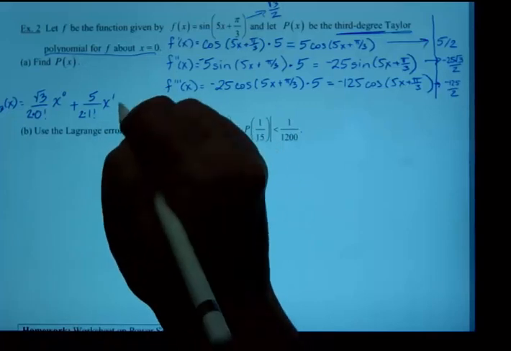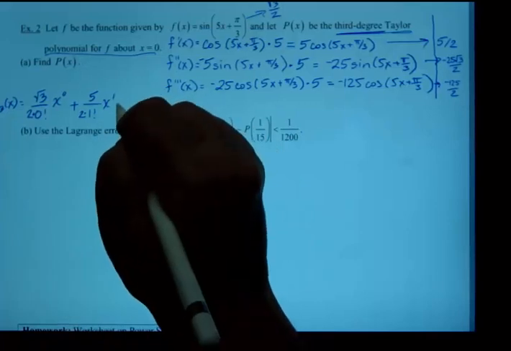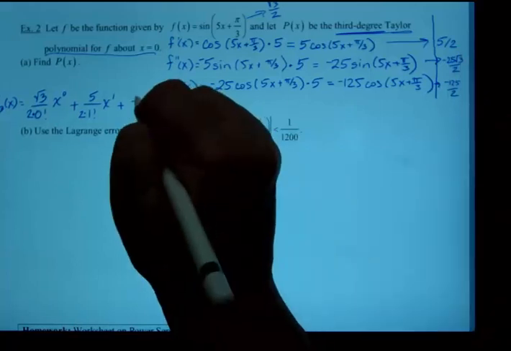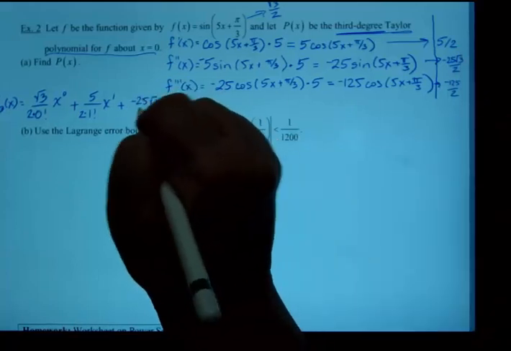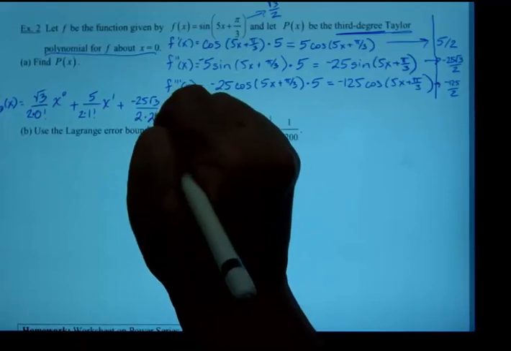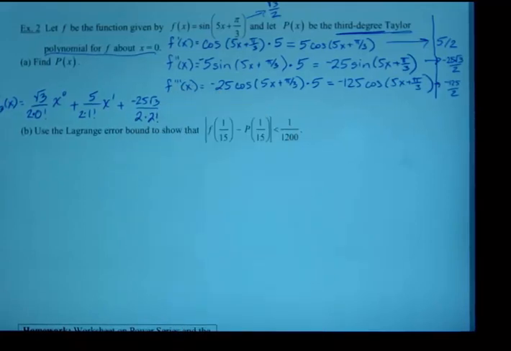And then we do the next term. Plus, we did the 5 halves. Now it's time to do this one. Negative 25 root 3 over 2. That takes care of that. My factorial is 2. X is a power of 2.